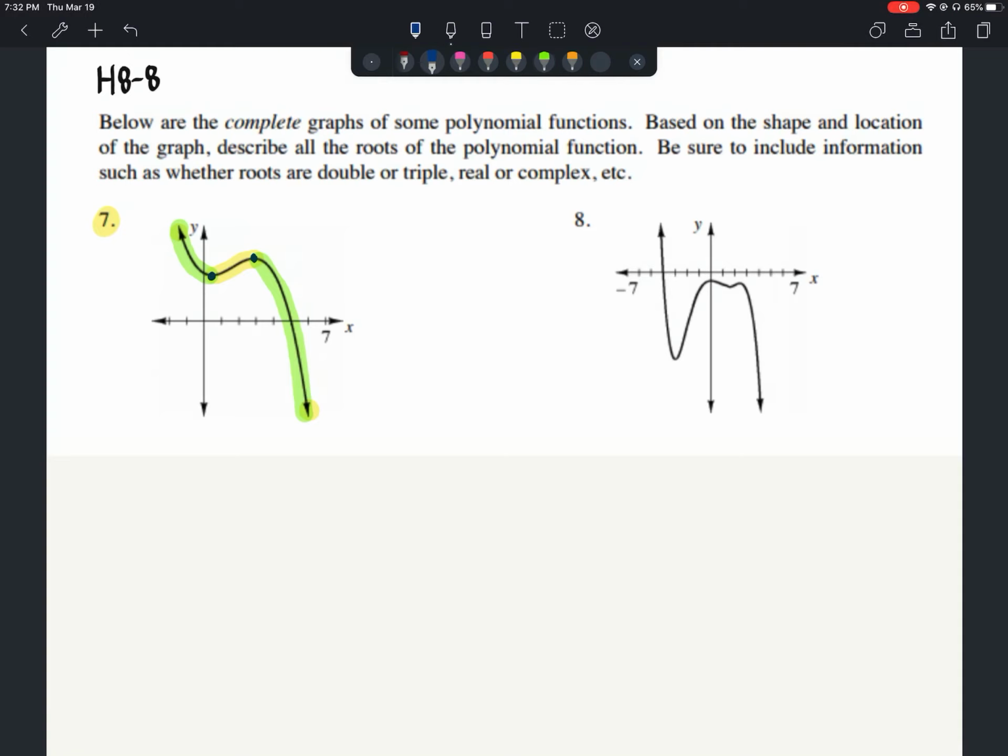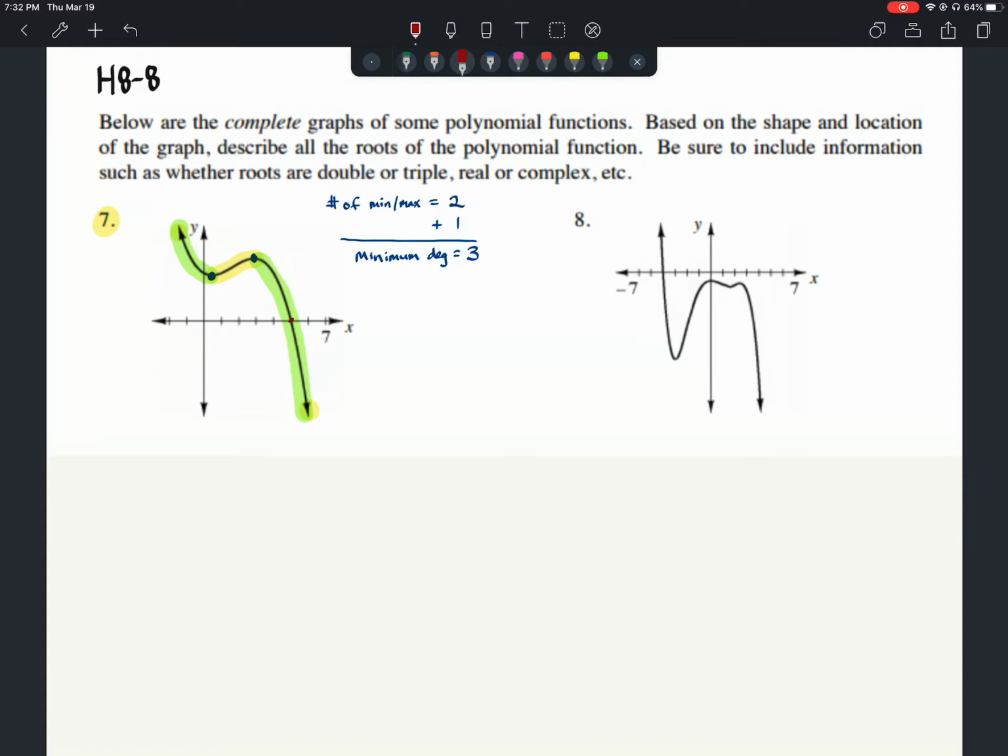So remember, the number of mins and maxes we have there is going to be 2. And then if we add 1 to that, that's going to give us our minimum degree. And that would be 3 in this case. So our minimum degree is 3. After we figure that out, we need to figure out what our roots are going to look like. So let's identify our real roots first.